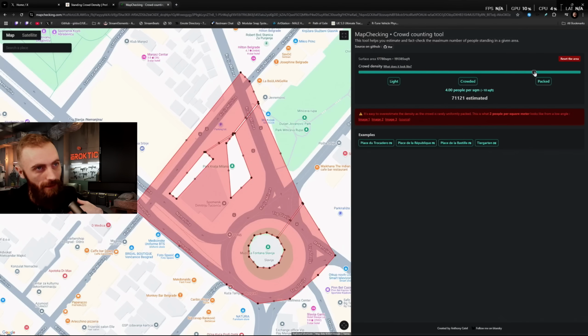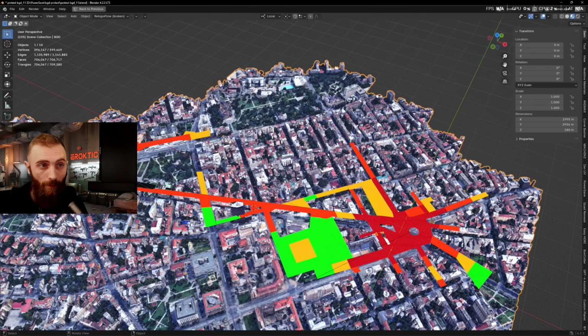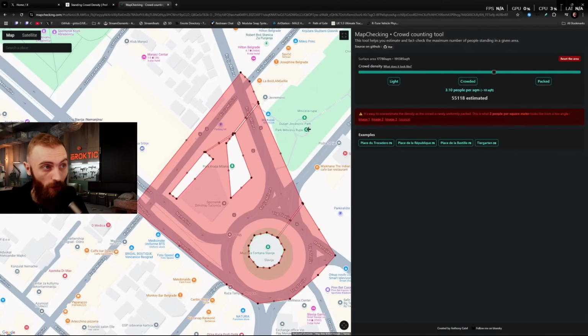I nailed it. In between 65, 70,000. What did I say? 70K max. And because of this website, it just confirms that my calculations from the previous video are correct. With that said, if you disagree with this heat map, if you have knowledge of any of those streets, how those streets looked, use this website, mapchecking.com.